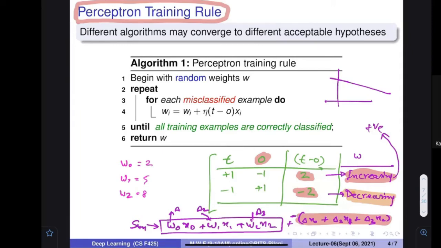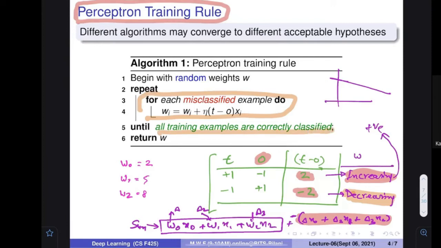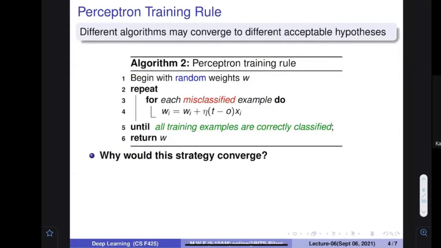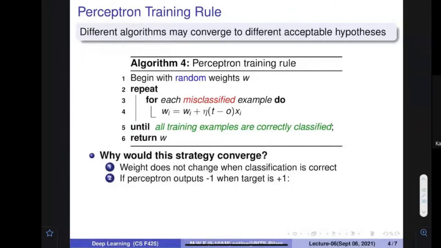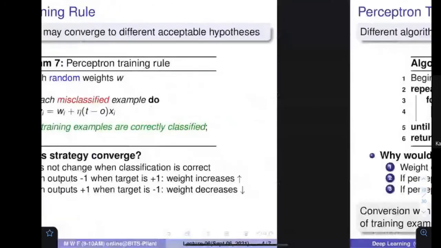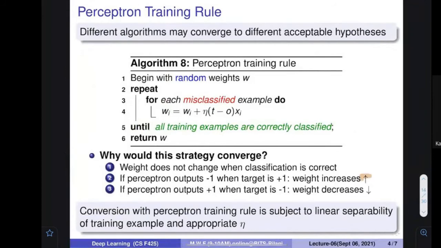Okay, we keep doing this update until all the training examples are correctly classified. And please also note, this misclassified set is going to change in every iteration. In the first iteration, these items were misclassified. In the next iteration, other items would be misclassified. So this misclassified set is going to change. We are going to modify this. This strategy would converge. We have talked about the weight increase and decrease that we have seen. That's why we think this strategy is going to converge.